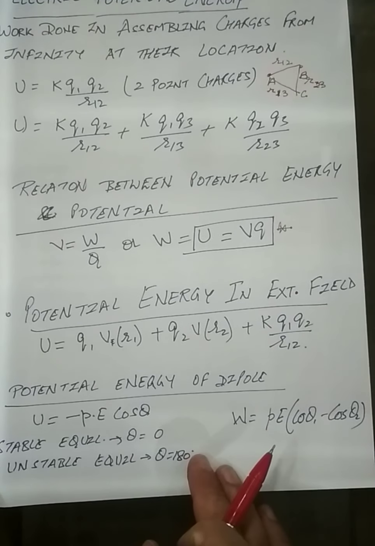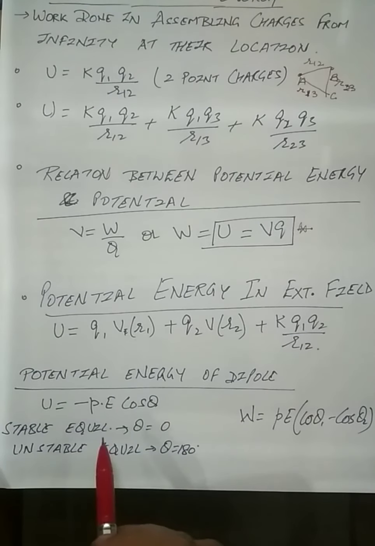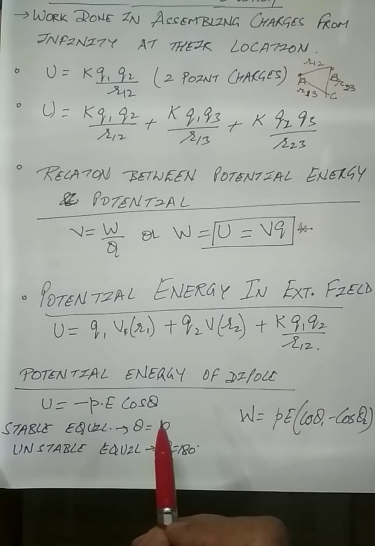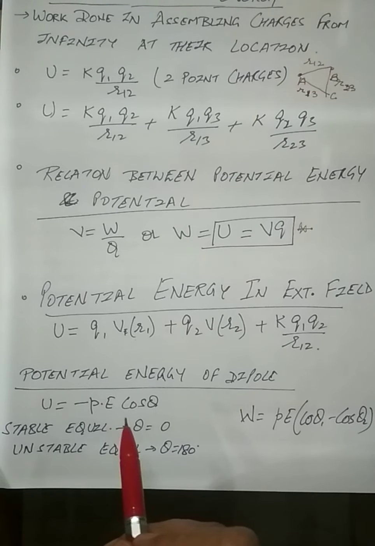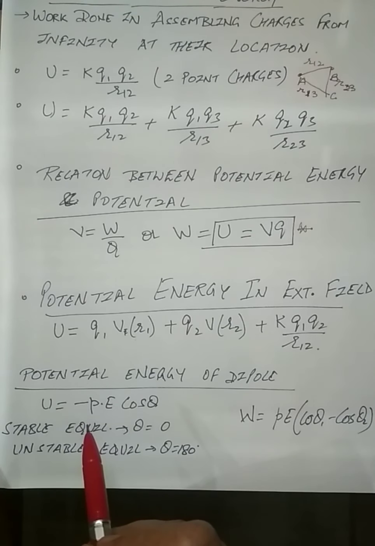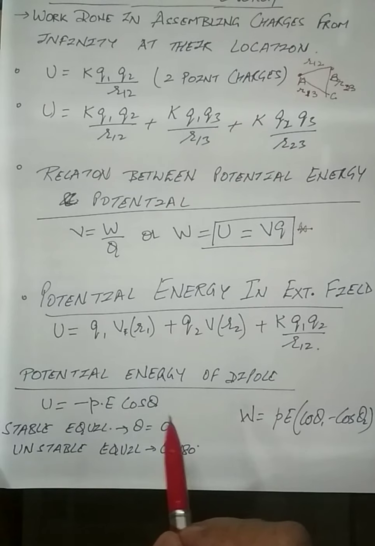And then again, the probable questions are, when is the dipole said to be in stable equilibrium? The dipole is said to be in stable equilibrium if the angle between P and E is 0. That means when the dipole is aligned parallel to the electric field, then it is said to be in stable equilibrium. All these things you have to learn, memorize.